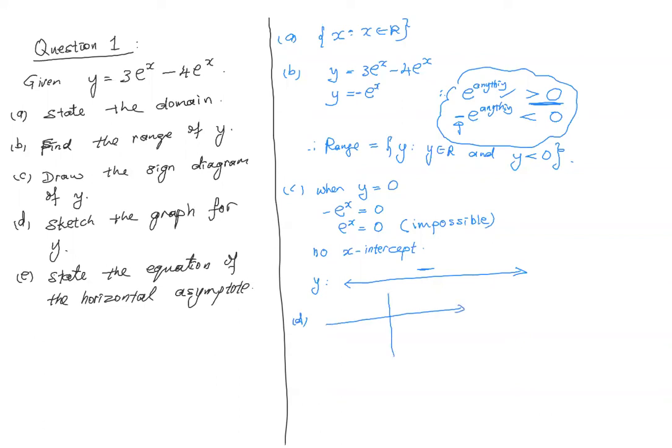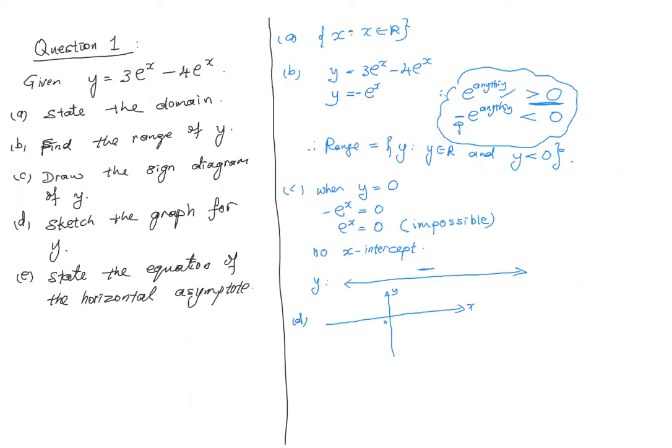Miss, is it okay if you repeat C again? I don't quite understand. Okay, which part you don't quite understand? You tell me. When it comes to E, x equals 0 is impossible. From then on, I don't quite understand. Okay.